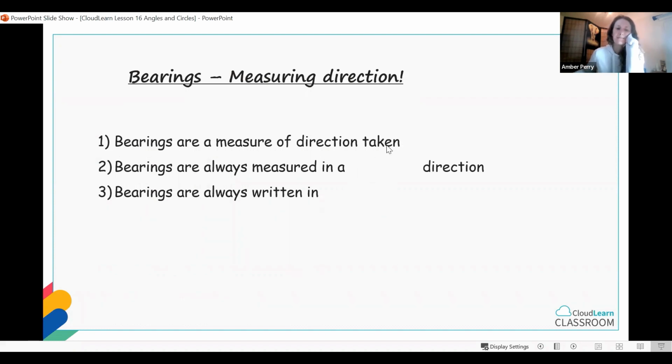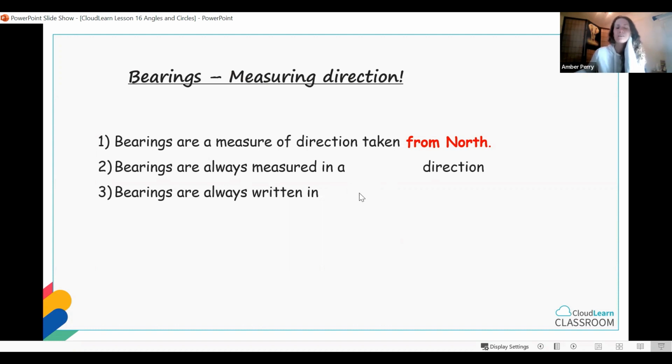They're always taken from the same direction. Does anyone want to guess in the chat? What direction do you think bearings will be taken from? If you're looking at a map, where do you find first on the map? North. Excellent. Well done, Tabitha. Correct. So you're going to find north first. Then they always are measured in the same direction.